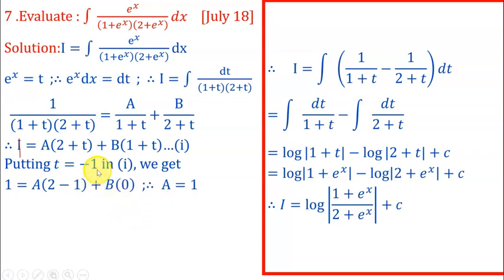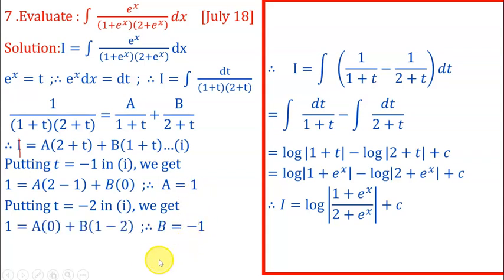First put t is equal to minus 1, you will get your value of A. Put t is equal to minus 2, you will get your value of B. Now here A is equal to 1, B is equal to minus 1, and substitute here these values. This is the second part.